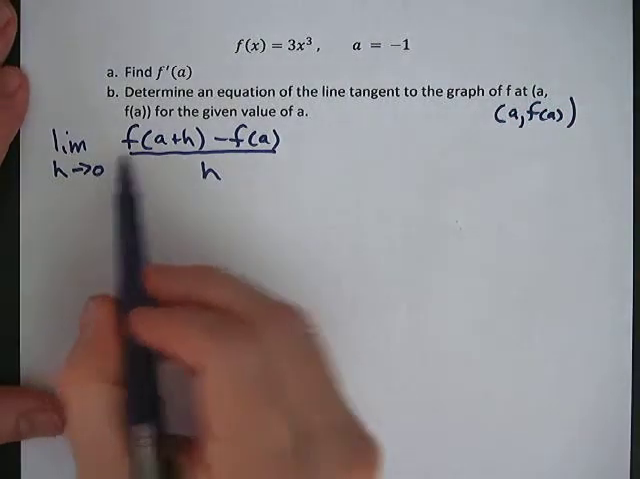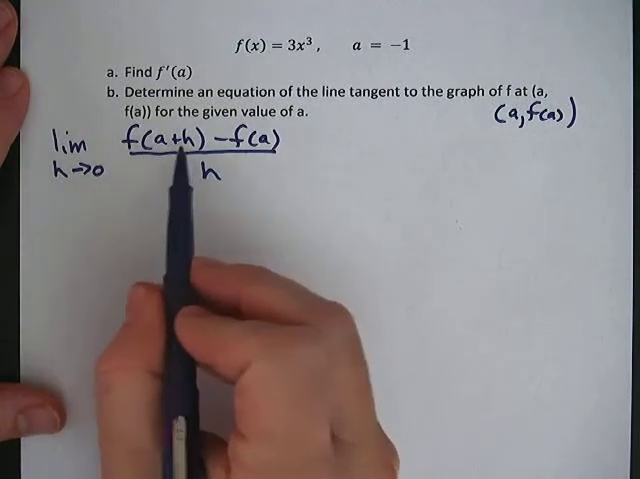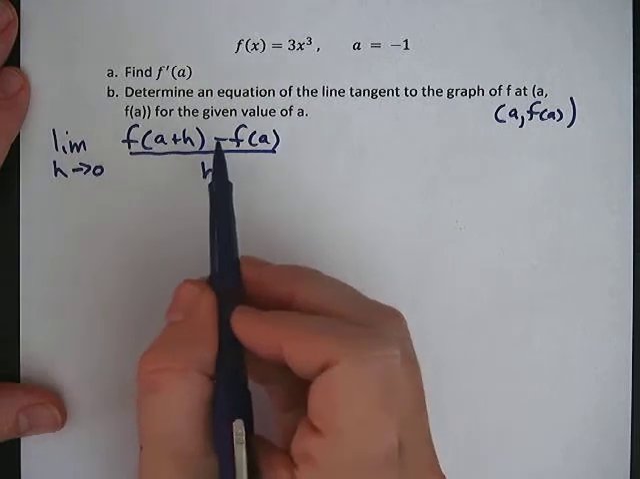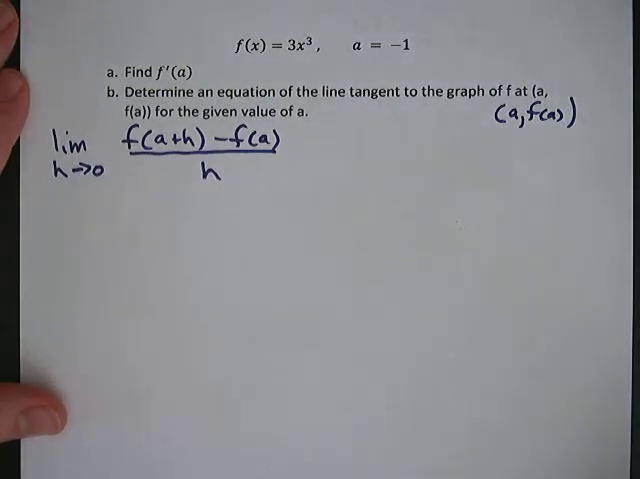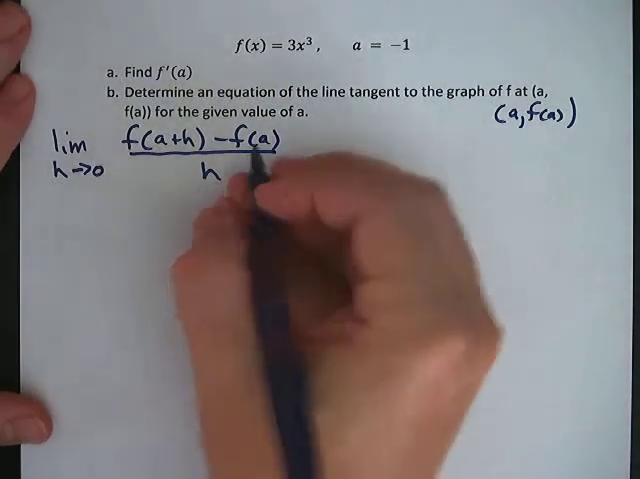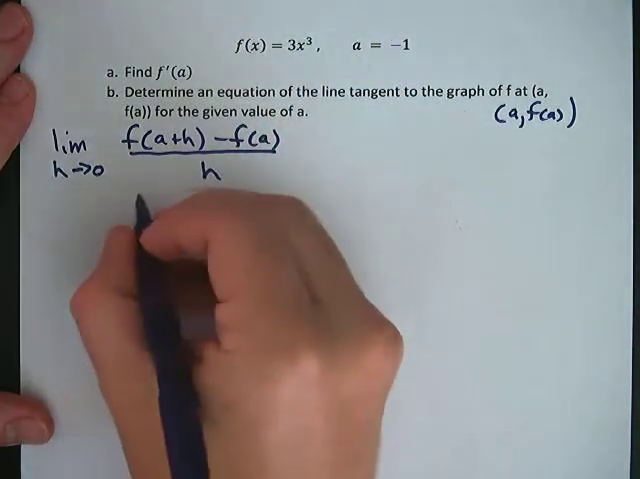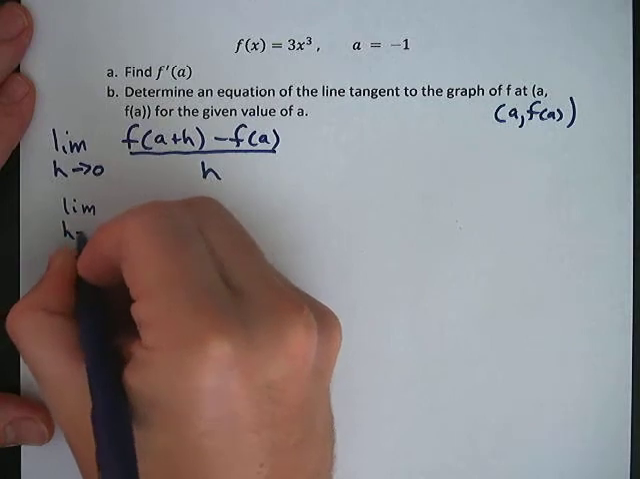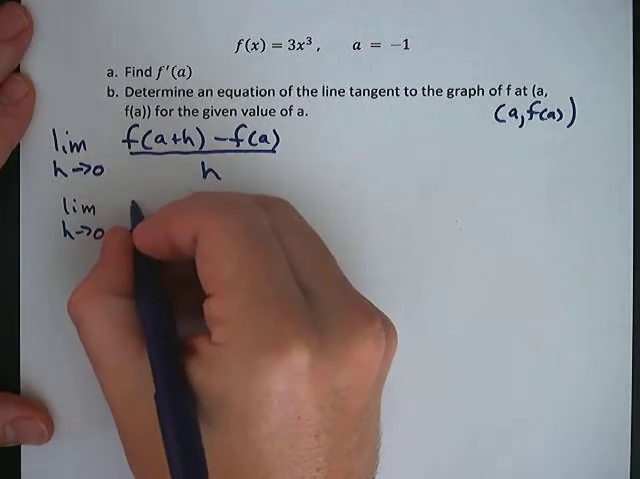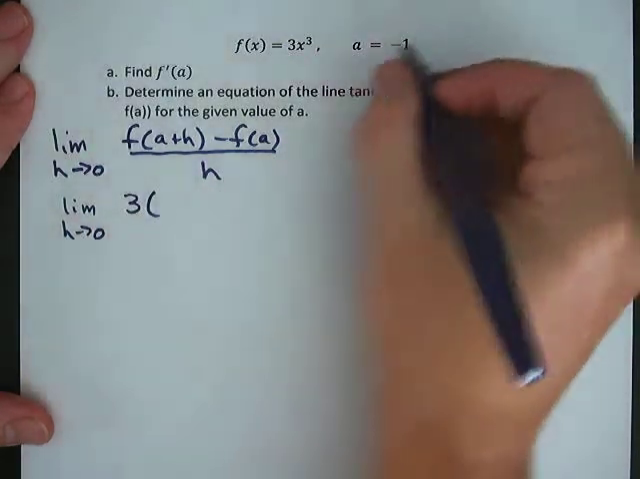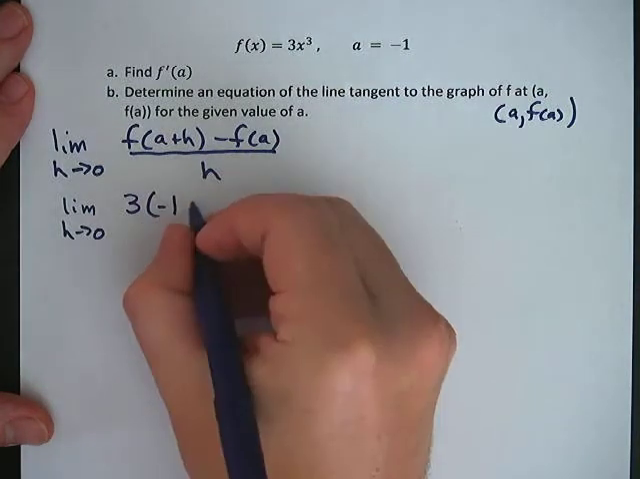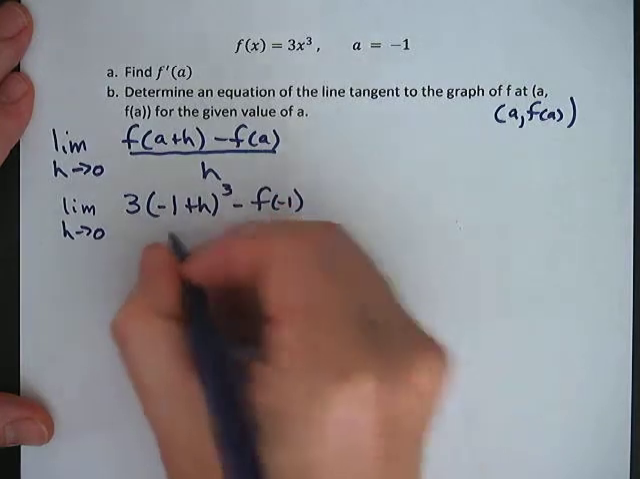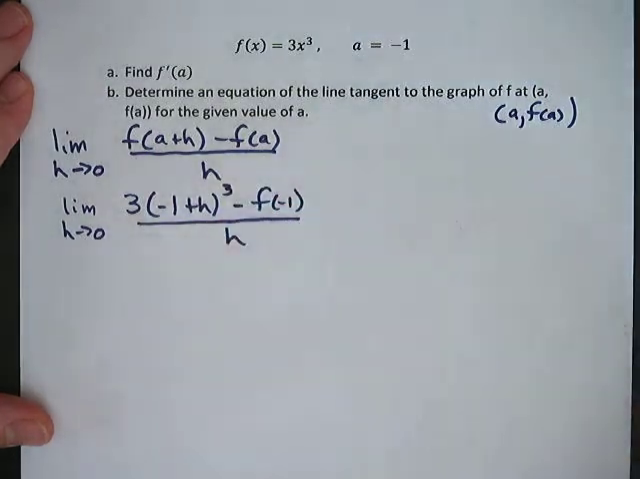Okay, so the definition of the derivative is written here, and we're going to use this. So it's the limit as h approaches 0 of f of a plus h minus f of a over h. Let's put in our function value, 3x cubed. So this is the limit as h approaches 0 of 3 times our a is -1, so -1 plus h cubed minus f of -1 over h.